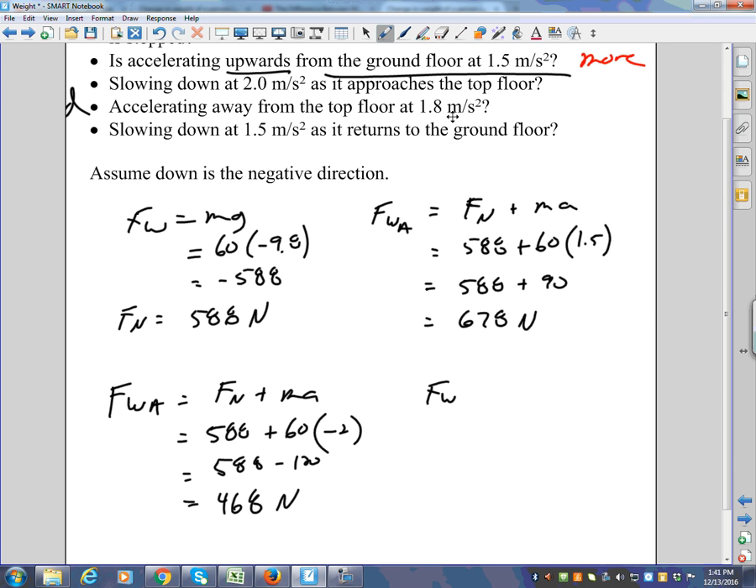The scale's going to pull away. Am I going to feel lighter or more? I'm going to feel lighter, right? So the apparent weight, the F_WA, the apparent weight is going to be the normal force plus the mass times acceleration. So, again, 588 plus 60. But what's the acceleration? It's away from the top floor, so it's actually negative, minus 1.8.